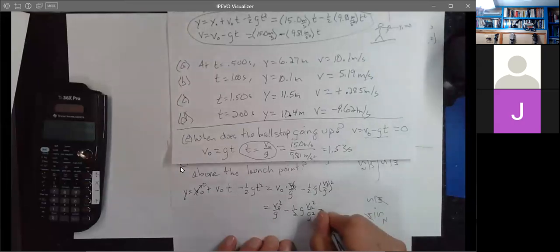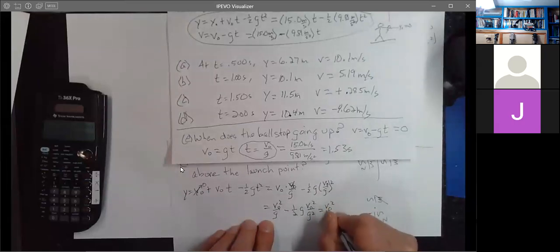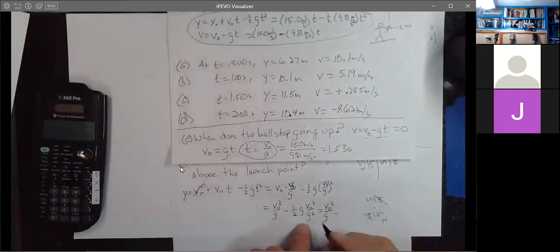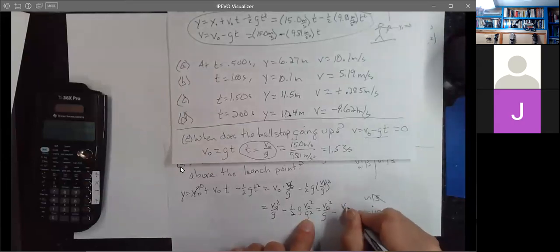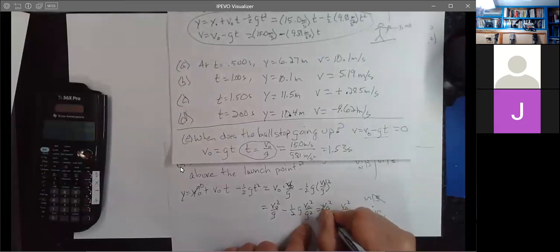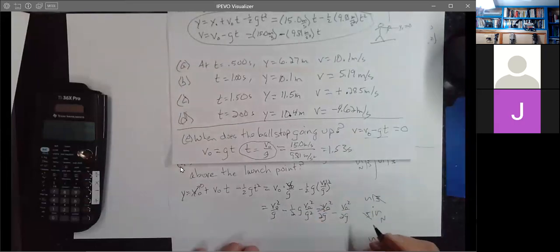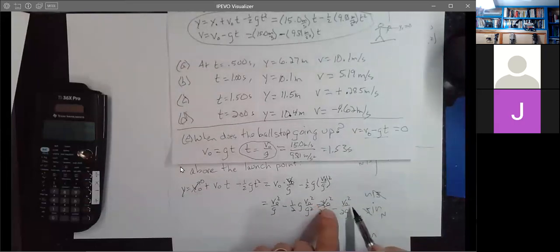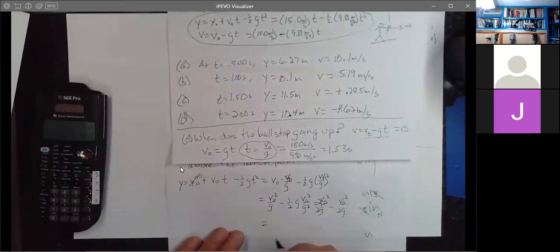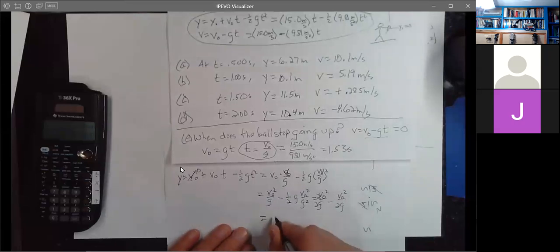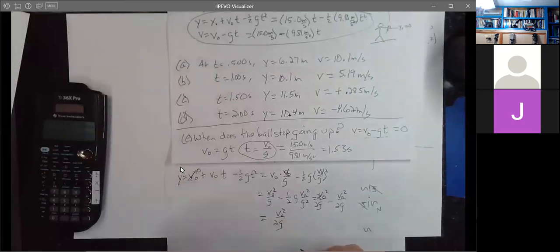Which, oh, this takes algebra skills. Good grief. v naught squared over g minus, well, this g over g squared leaves me a g on the bottom. It's actually minus v naught squared over 2g. And if I multiply top and bottom of the first one by 2, I can get a 2g on the bottom. And then on top I'll have 2 v naught squared minus v naught squared, which is just 1 v naught squared divided by 2g. You can work through the algebra of that to convince yourself that I was right. But I would get v naught squared over 2g. And so I just plug in the numbers.